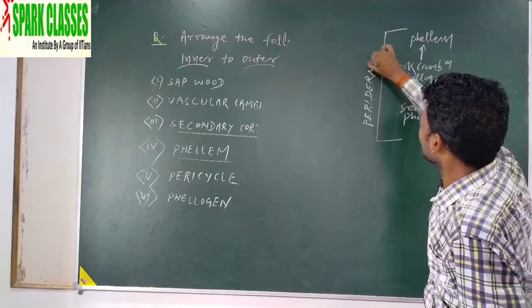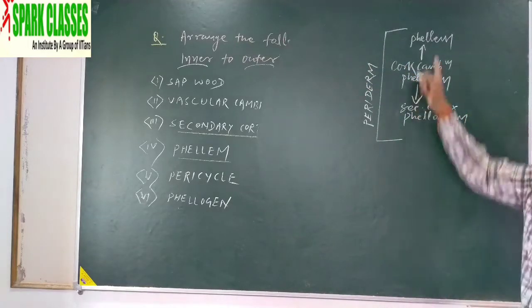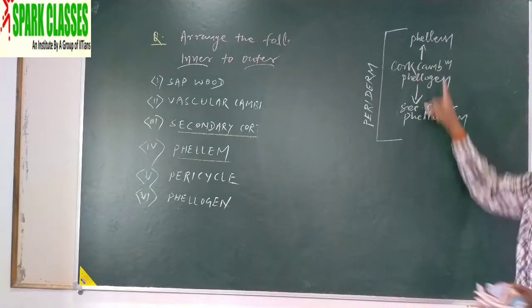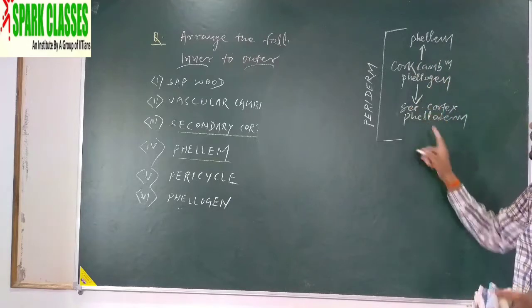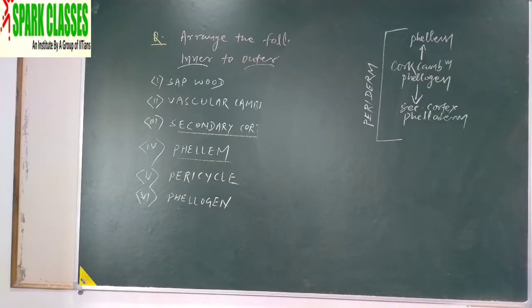So what is periderm? Periderm is the combination of these three layers: phellem, phellogen, and phelloderm. These three layers together are called periderm, which provides protection. The main function of these layers: when the outer layers burst, these layers provide protection. If you have any doubt, you can now ask about what we have discussed in the question or in this portion.